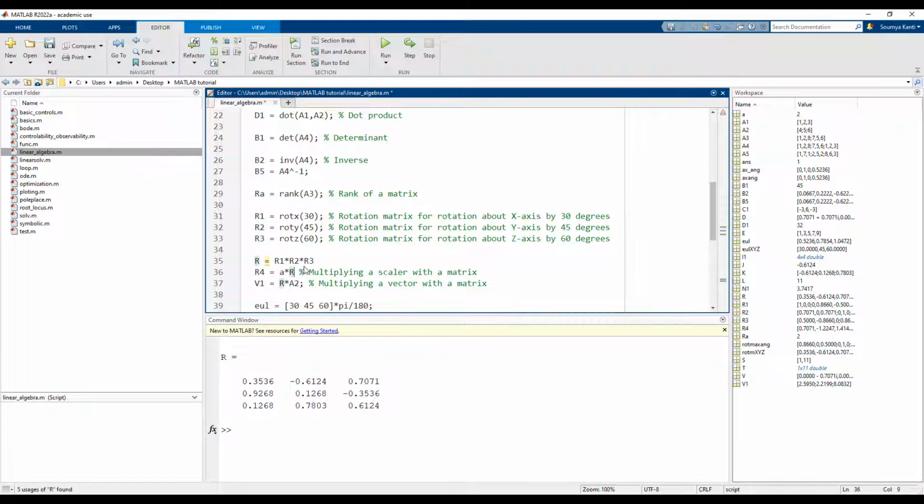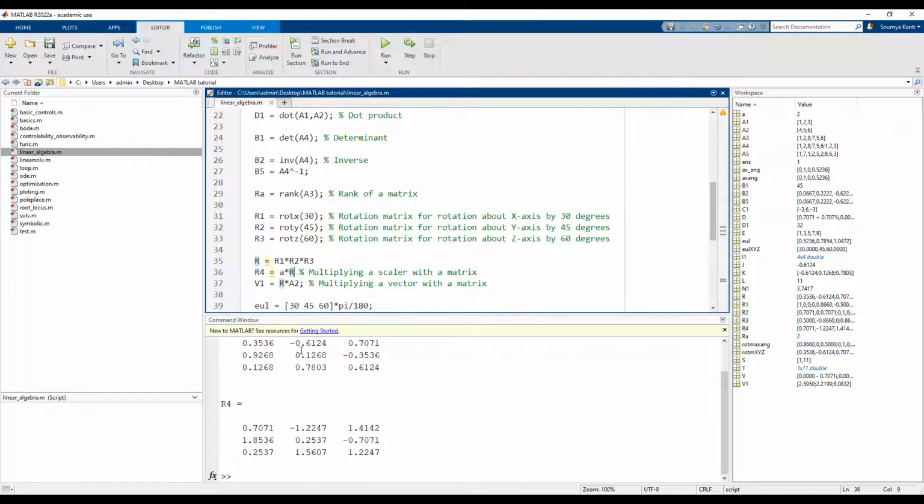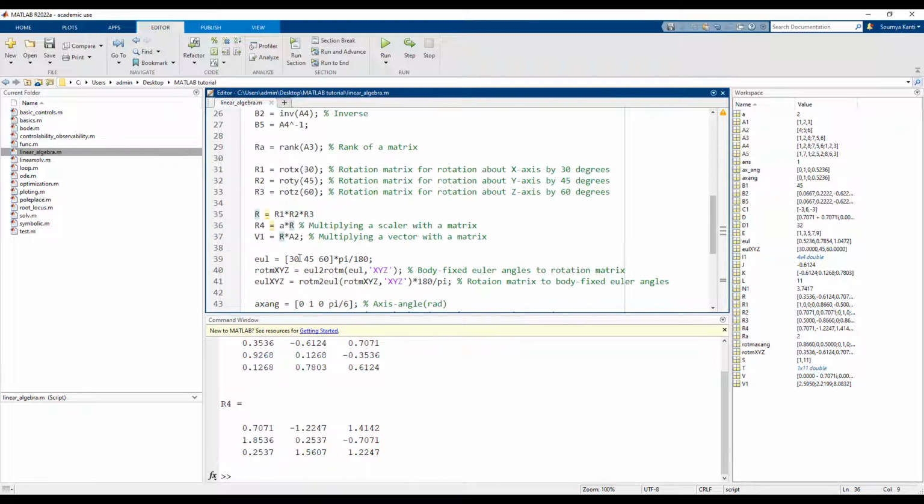Okay, you can always multiply a constant with a rotation matrix, like here we are doing. A was a constant, A was actually 2. So this just does 2 times of this. You can see here. You can always multiply a matrix to a vector. So it is like rotating a point. So now A2 is being rotated by this sequence of rotations. Okay.